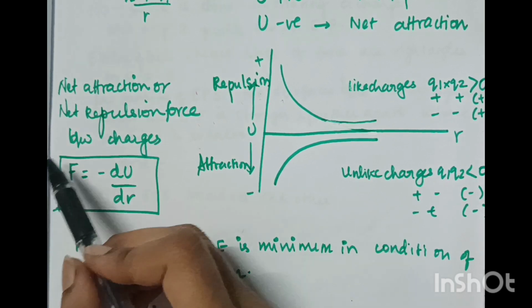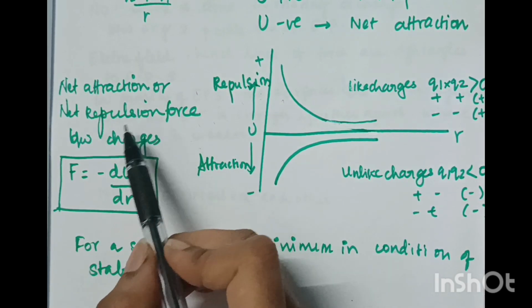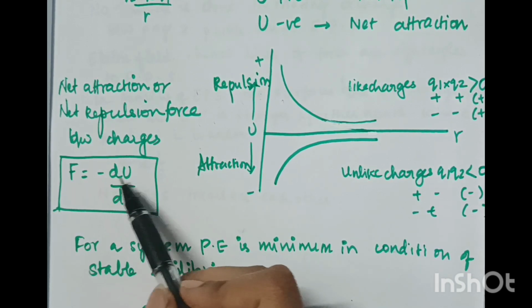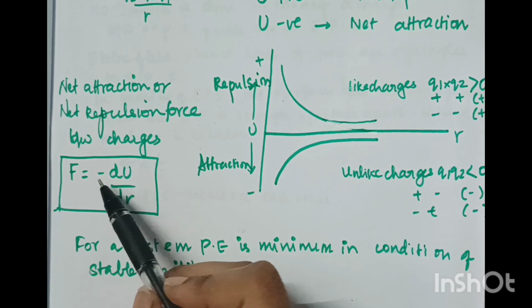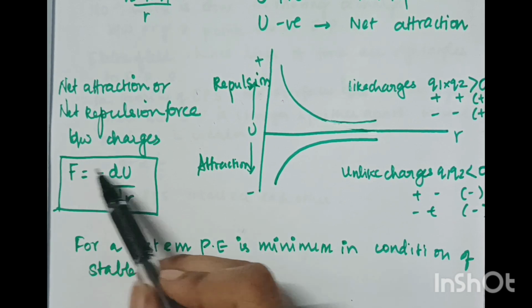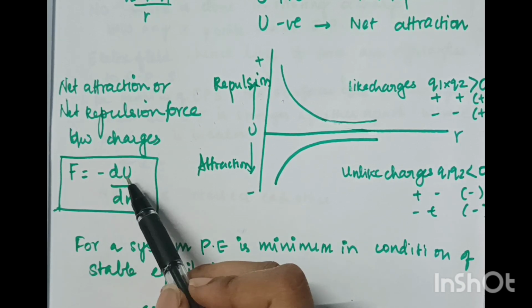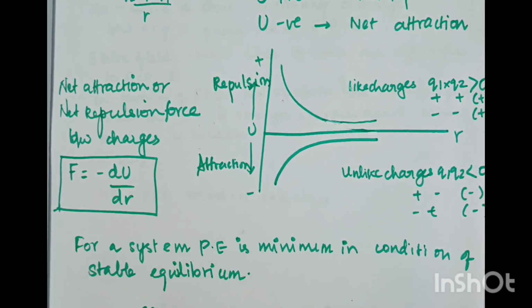Now we will learn one more thing, net attraction or net repulsion force between the charges. So this is a general formula, F is equal to minus dU by dr. This is how we find force when there is a potential energy. F is equal to minus dU by dr. Please remember this expression.